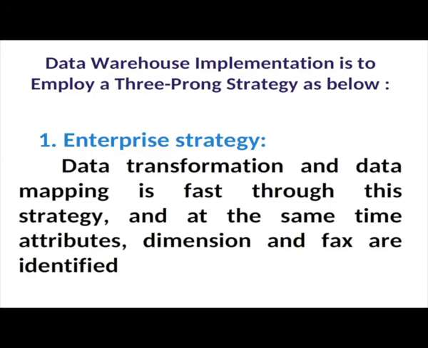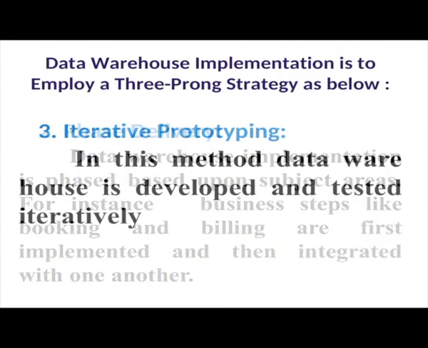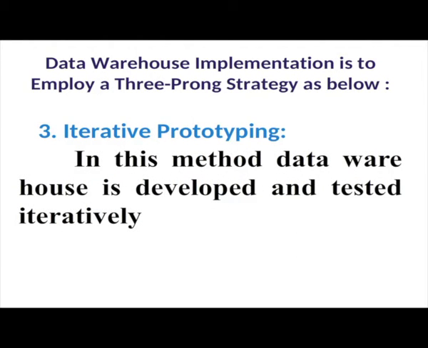Data warehouse implementation employs a three-pronged strategy, as we will explain now. First one is enterprise strategy. Data transformation and data mapping is fast through this strategy, and at the same time attributes, dimensions and facts are identified. Phased delivery. In this step, data warehouse implementation is phased based upon subject areas. For instance, business steps like booking and billing are first implemented and then integrated with one another. Iterative prototyping. In this method, the data warehouse is developed and tested iteratively.